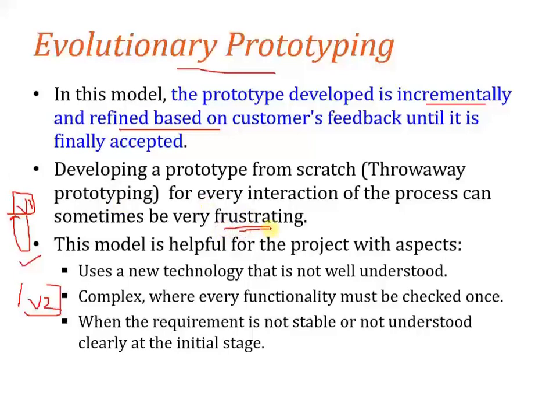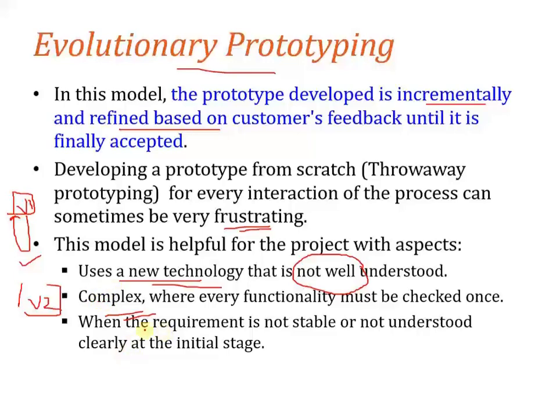But the evolutionary prototype model is helpful for projects in various situations, such as when we have new technology which is not well understood by the end users. In this case, the client will not be satisfied with multiple versions of the prototype, and each time we discard one, it is a totally time-consuming process. Similarly, complex software can also be developed using evolutionary prototyping, where we divide the complex prototype into multiple smaller versions and develop each and every one separately.